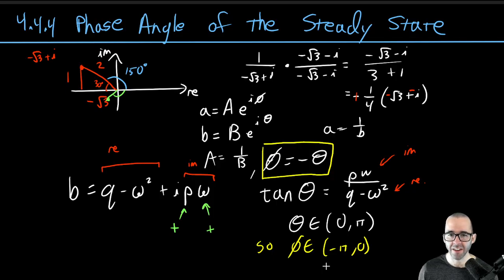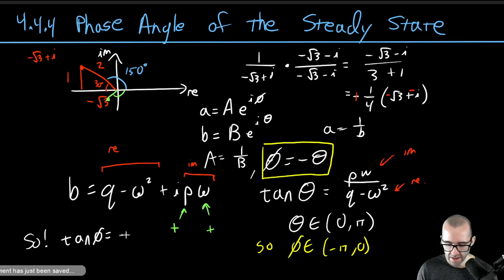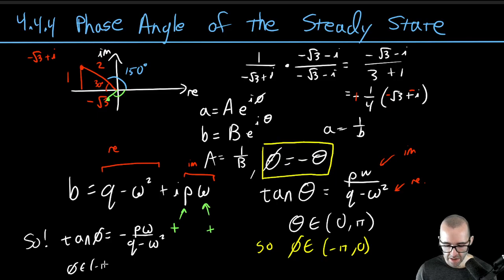So we can put all that together. We know this is the equation that defined theta. We know phi is just going to be the opposite of theta. So we know our phase angle of our steady state. So we'll say the tangent of phi is negative p omega all over q minus omega squared. And we're looking for the phi that's between negative pi and 0. That's going to be important.